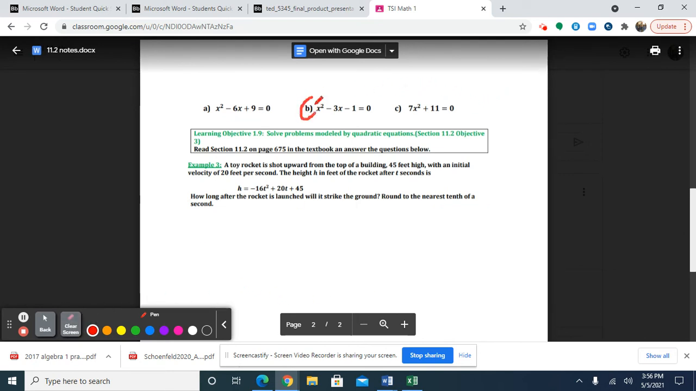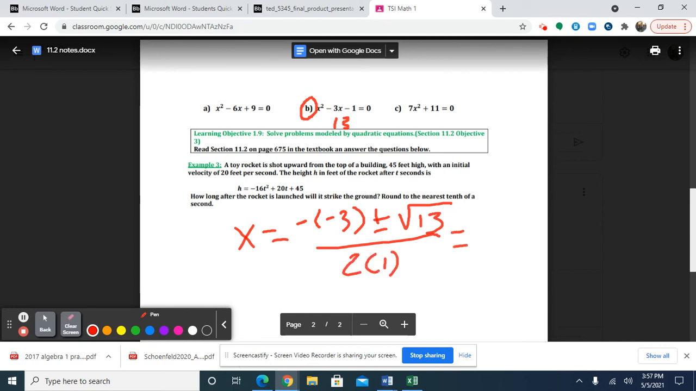Finally, we're going to do example 2b, where the discriminant was 13, which means we have two solutions. Setting this up, we have negative 3, that's our b, plus or minus the square root of 13, which is our discriminant, and then 2a, which is 2 times 1. So negative 3 turns into a positive. The square root of 13 is not a perfect square, and we can't simplify it, so it's going to stay like that.